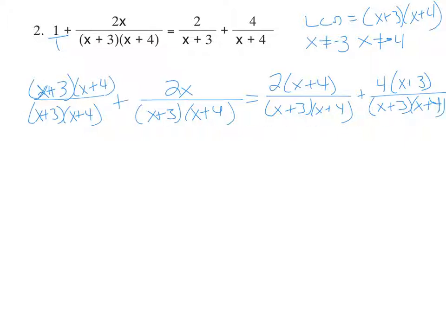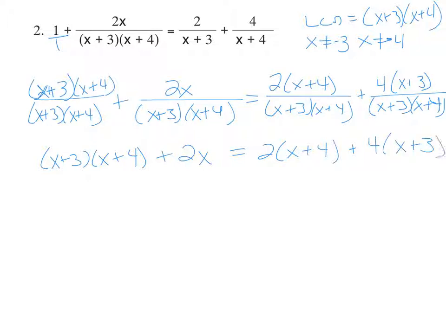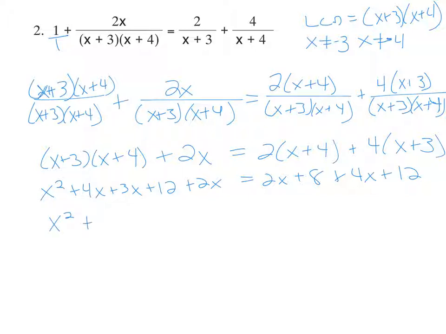And so I only really need to look at the fact that x plus 3 times x plus 4 plus 2x has to equal 2 times x plus 4 plus 4 times x plus 3. And I can ignore the denominators because I have equal denominators. So I just need to simplify this. FOIL this out. Distribute on the other side. And combine like terms.